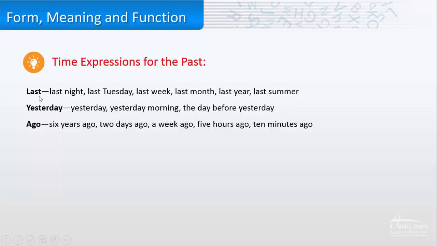Of course, if we have time expressions from the past, then we are going to use the words last, yesterday or ago. For example, last night, last Tuesday, yesterday morning, the day before yesterday, and so on. Ago, like 6 years ago, 2 days ago, a week ago. Okay, so all of these, we can use them in the past.